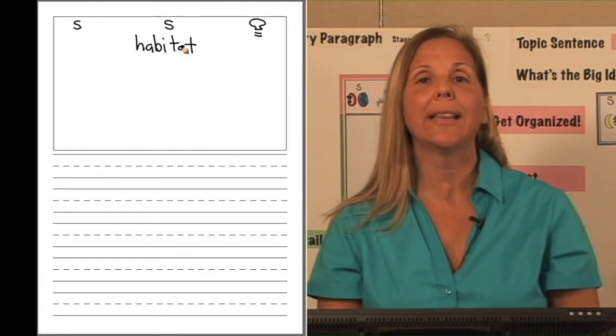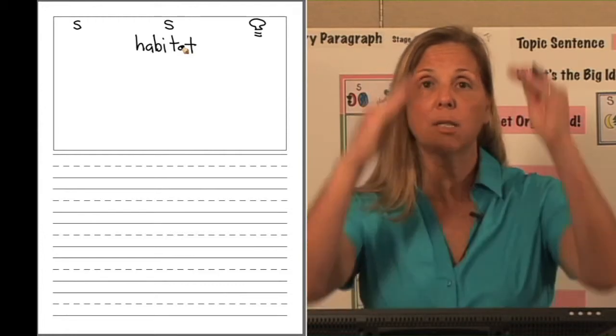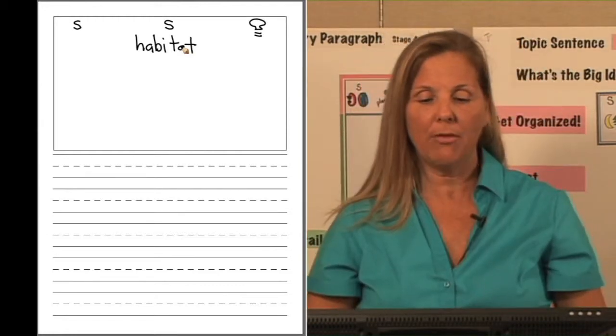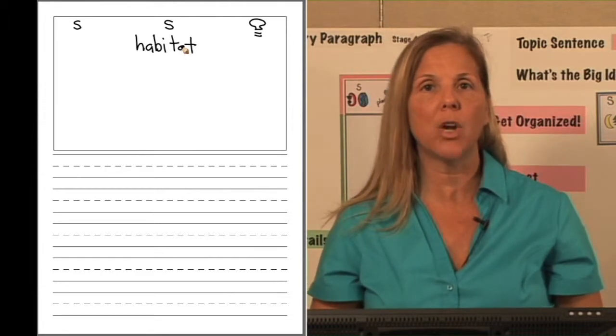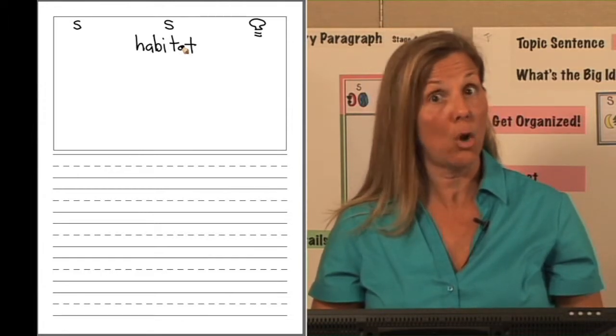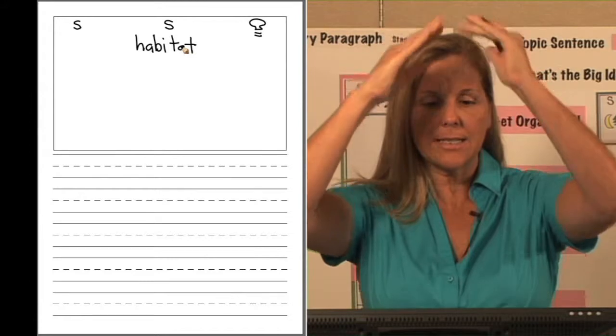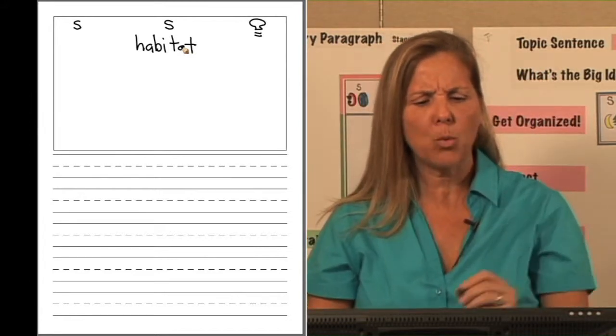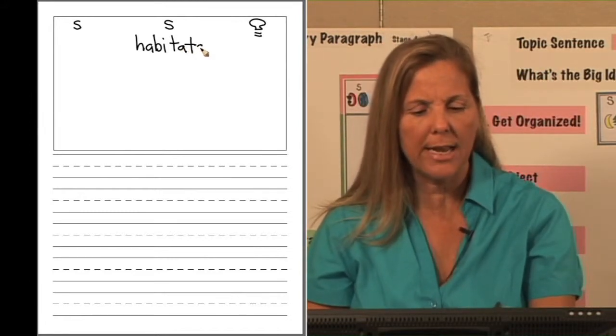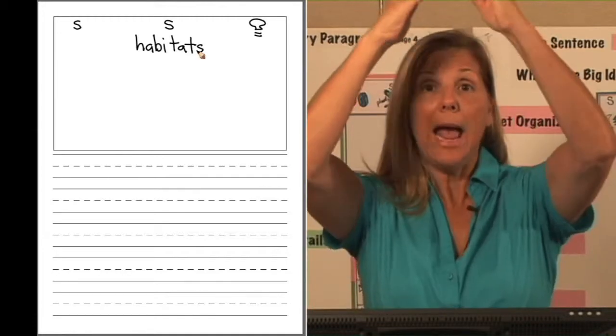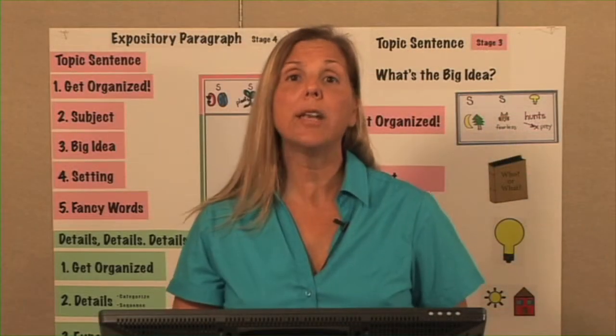Let's go back and let's read habitat. Ready? Let's make like a house for habitat. Ready, everybody? So far, we're going to read our topic sentence that we've created so far. Habitats. Ooh, you know what? I said habitats. What do I need at the end of my word? An S. Put an S. Ready, everyone? Habitats. So now we've written habitats.